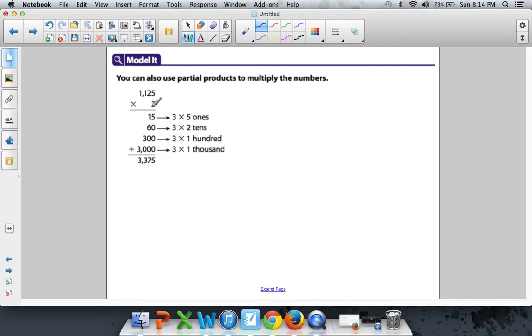Look, they did 3 times 5, and that equals 15. Then they did 3 times 20. Now, not 2, but 20, because it's in the tens place. So 3 times 20 is 60. 3 times 100, because that 1 is in the hundreds place, is 300. And 3 times 1,000, because that 1 is in the thousands place, is 3,000. Then they add it all up and got a final answer.